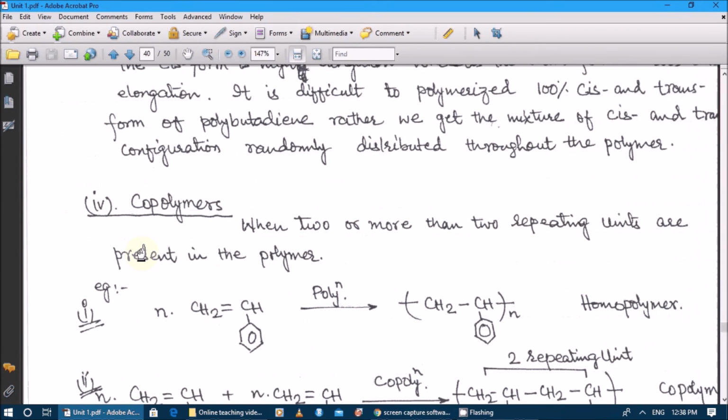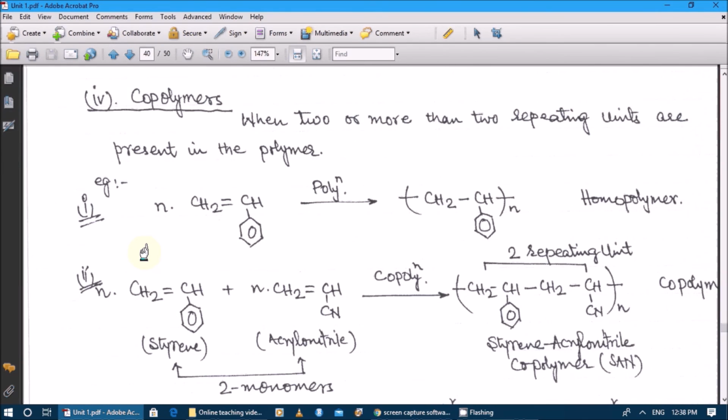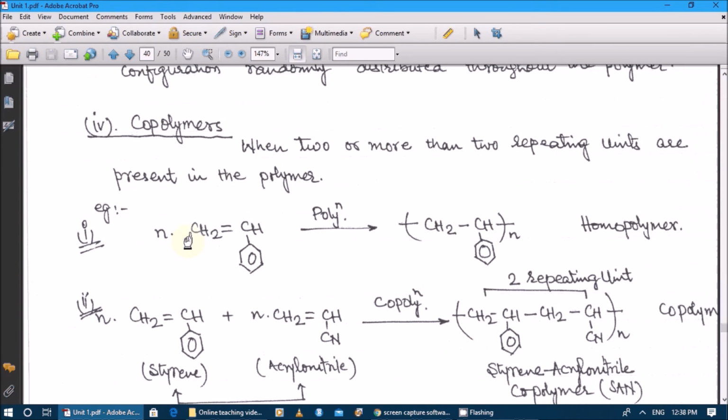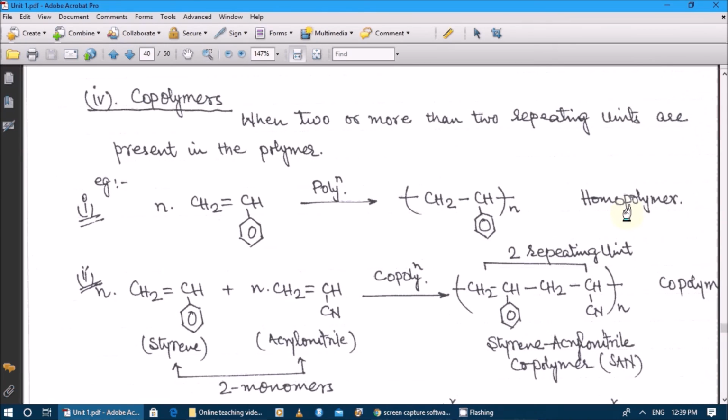Okay, another classification based on the structure of the polymer is the copolymers. Copolymers: basically when two or more than two repeating units are present in the polymer, then we will call the polymer a copolymer. First of all, let us see the example of a homopolymer. A homopolymer is a polymer having only one type of repeating unit.